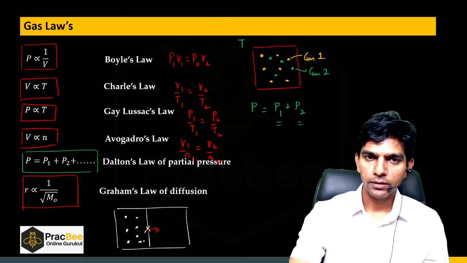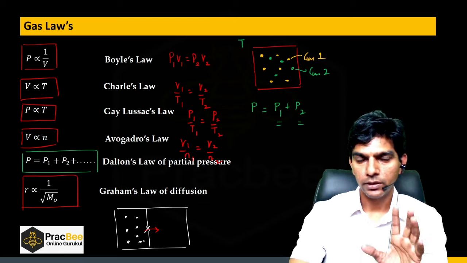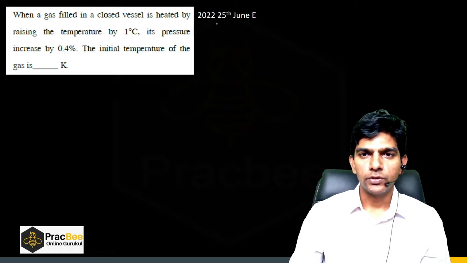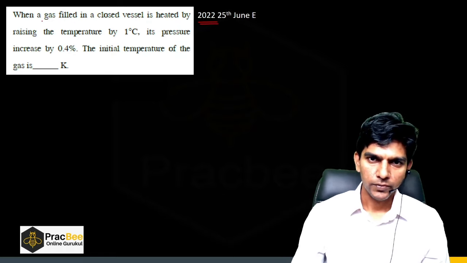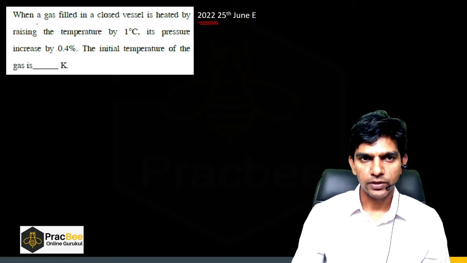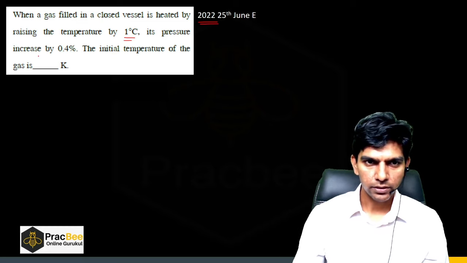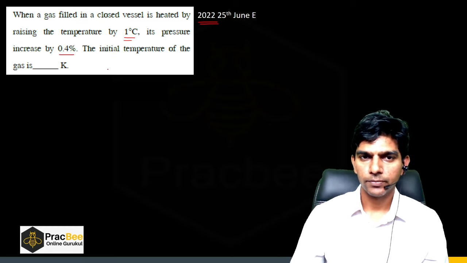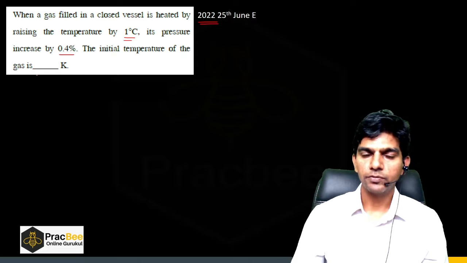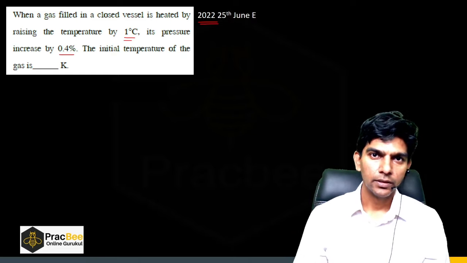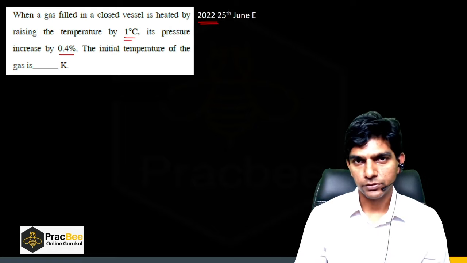Now let us see the different types of questions that were asked in JEE Mains from the gas laws. So in 2022, this question was asked: when a gas filled in a closed vessel is heated by raising the temperature by 1 degree Celsius, its pressure increases by 0.4%. We have to find the initial temperature of the gas in Kelvin. Now pause the video and try to solve this question.